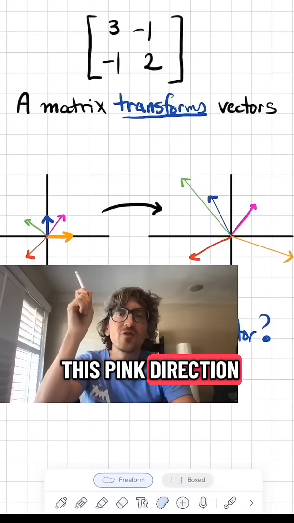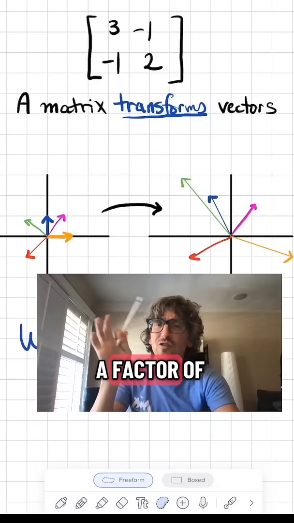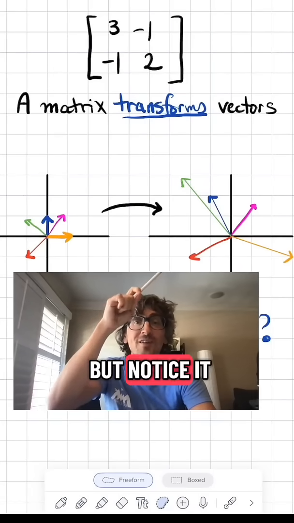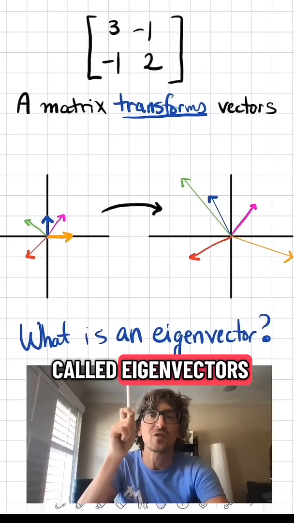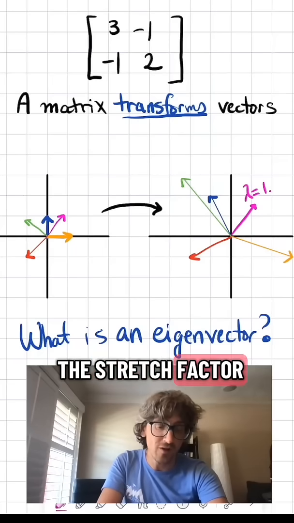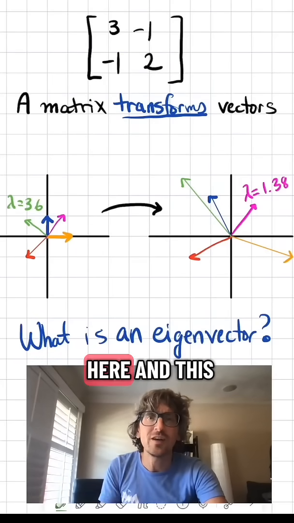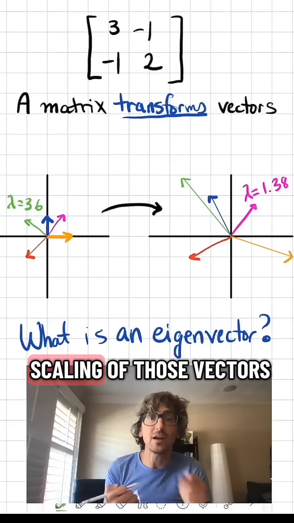This pink direction here does not get rotated by this matrix, but it does get stretched by a factor of about 1.3. There's also a green vector with the same property, but notice it gets stretched a lot more. These vectors are called eigenvectors, and they're really important in math. We also usually keep track of the stretch factor, which I think is about 1.38. Maybe 3.6 over here, and this is what's called an eigenvalue. That's representing the scaling of those vectors.